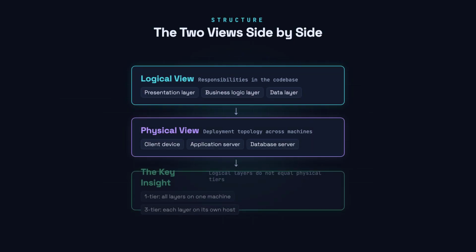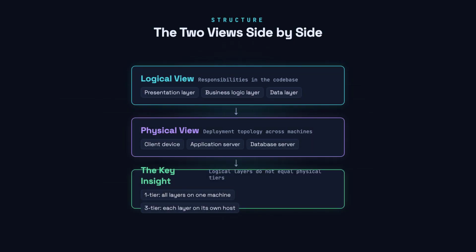The logical view names your layers and assigns each one a clear responsibility. The presentation layer renders output, the business logic layer enforces rules, and the data layer persists state. The physical view describes where each of those layers actually runs at deployment time. You could run all 3 logical layers on a single laptop, that is 1 physical tier. Or you could spread them across 3 separate servers, that is 3 physical tiers. The code structure did not change, only the deployment topology did.